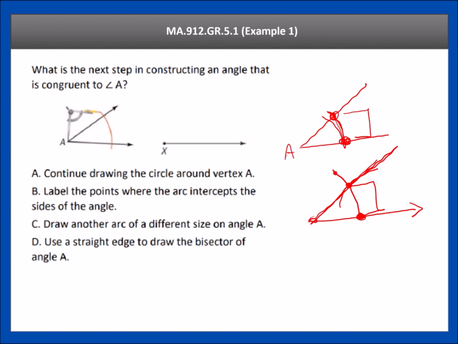All right, so that's essentially the steps. So review the steps. But in any case, the next step here in this construction is to label those points, right? So we're going to label the points where the arc intercepts the sides of the angle. So that's the next immediate step. If they said another step after that, it would be to just draw that same arc on ray X.